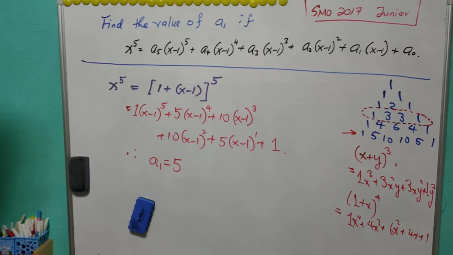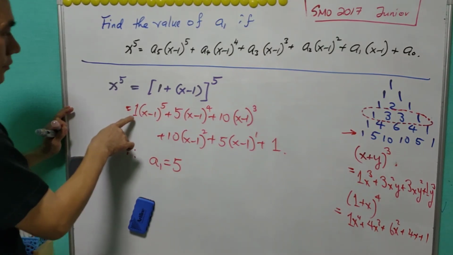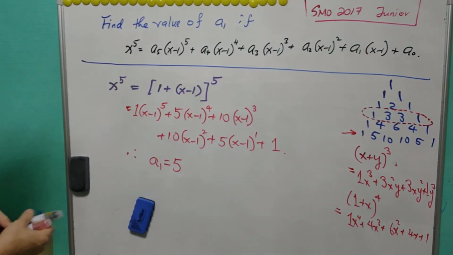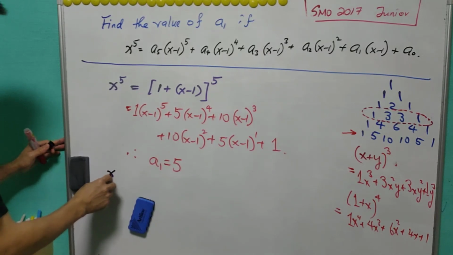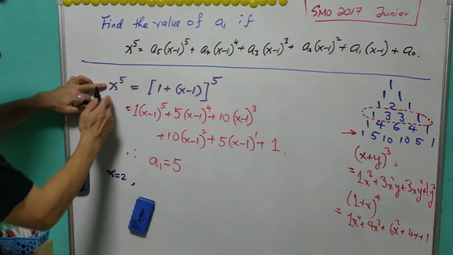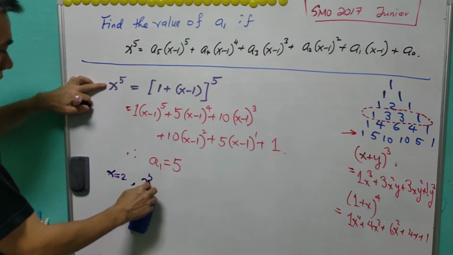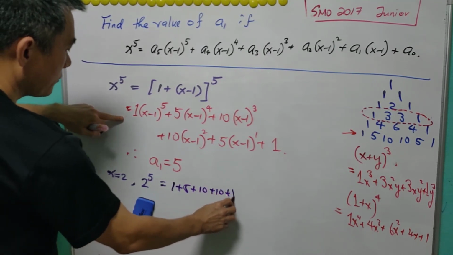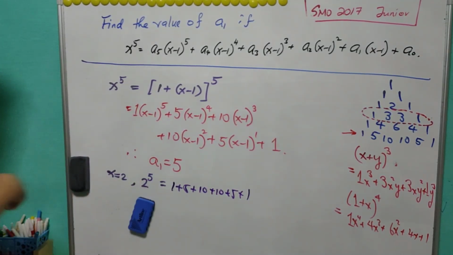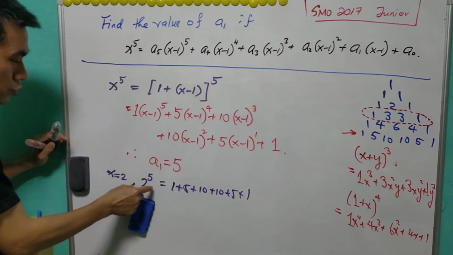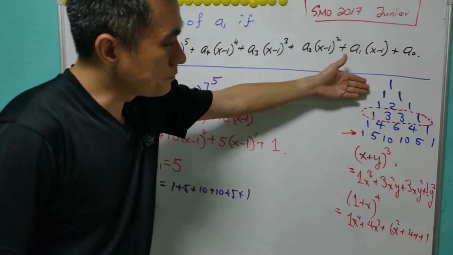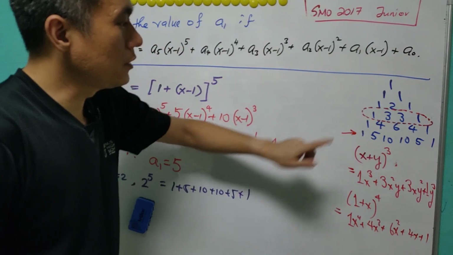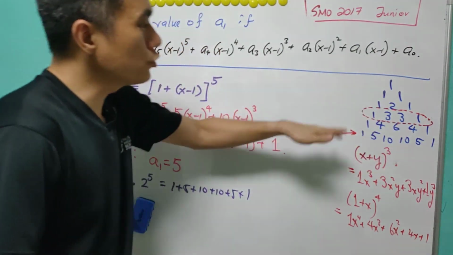Using this first method, we also know that the sum of 1, 5, 10, 10, 5, 1 equals 32. Because if x equals 2, then the left hand side is 2 to the power of 5, and the right hand side will be 1, 5, 10, 10, 5, 1. It means that the sum of the coefficients will be equal to 2 to the power of 5. This is true for all the entries in the k-th row. Let's say 1 plus 3 plus 3 plus 1 is 2 to the power of 3. 1 plus 4 plus 6 plus 4 plus 1 is 2 to the power of 4.